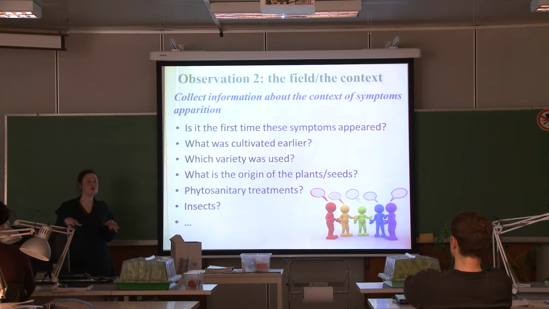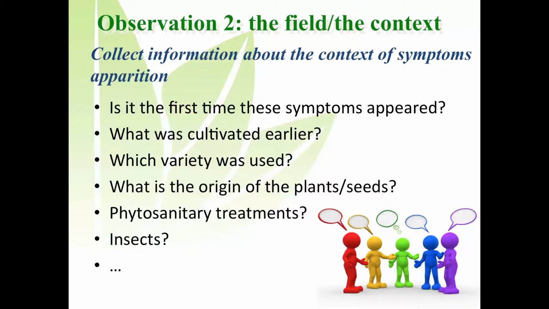Okay, so you have observed the repetition of the diseased plants in your field. Another thing that you have to do now is to have information about the context. So you have to go and ask the grower, or ask yourself if you are the grower, a lot of questions about the context in which the plants were cultivated.